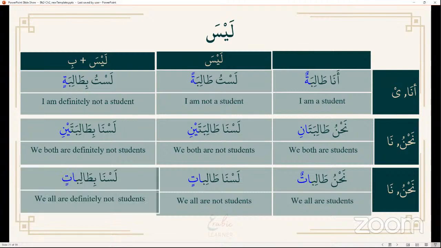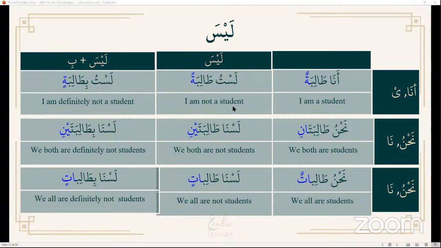Lasna bi talibatin. Now, notice, brothers and sisters, here I took the examples for first person and I gave two nahnu here, but in the second example I'm using dual. We both are students. And same thing I did for masculine in the previous slide. For first person singular it is ana. For dual you will still say nahnu, if you are talking about we two. And we all, you will still say nahnu. So the same thing is valid for lasna here; though it is referring to we both, you'll use lasna here. This is what I wanted to highlight.